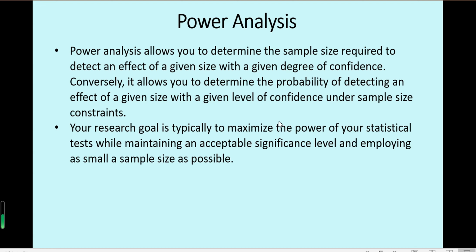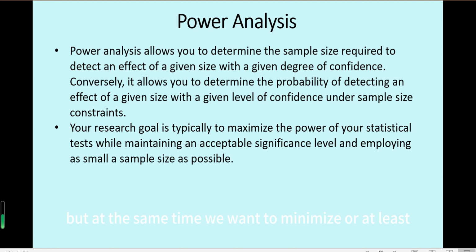The degree of confidence here is 1 minus type 2 error. Type 2 error is when the effect is significant but you did not reject. So this is type 2 error. 1 minus type 2 error we can also call the power of the analysis, the power of the test. This is what we call power analysis.